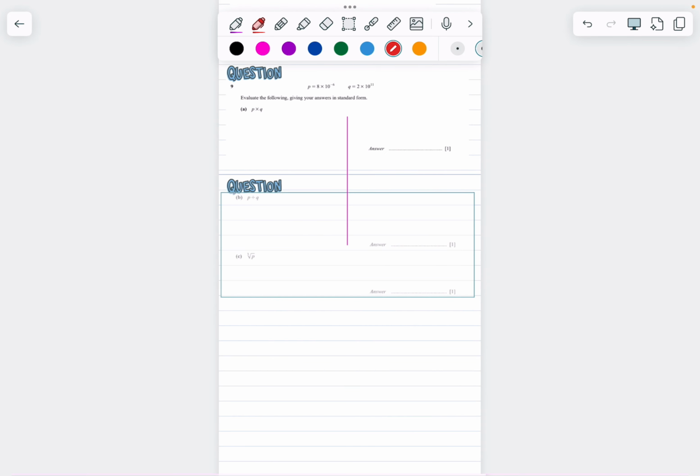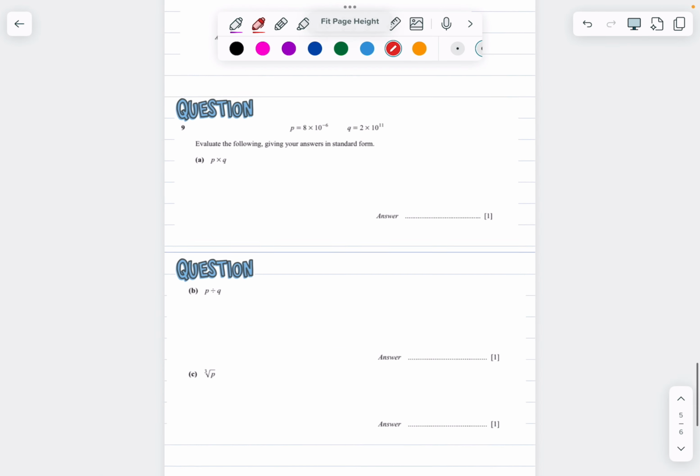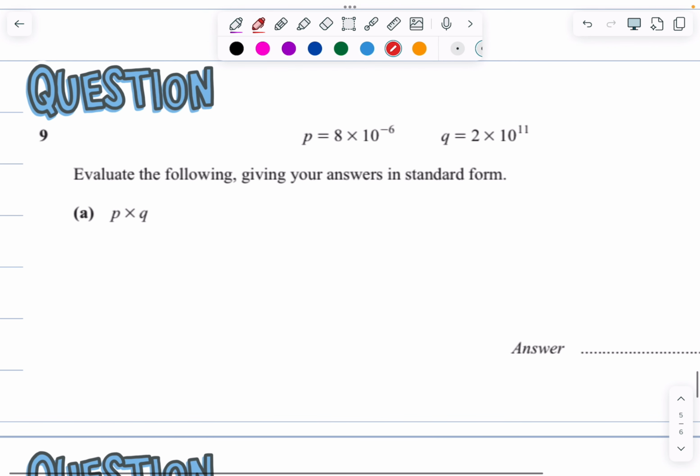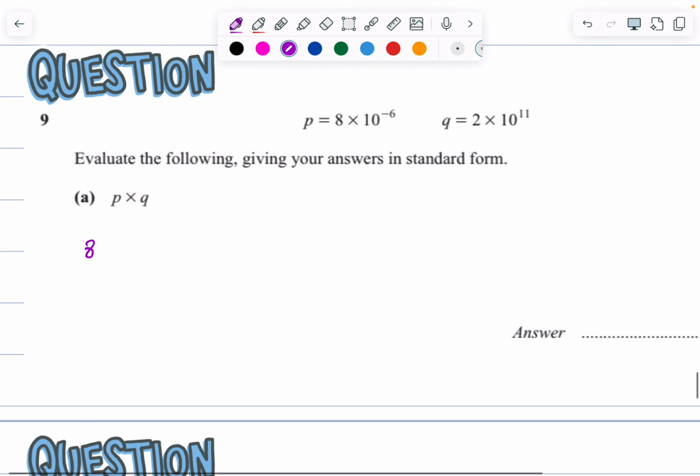कोई नहीं. Okay, let's have a look. अच्छा, पहले हम A part करते हैं. A part is evaluate the following by giving answers in standard form. So it's going to be P times Q, and we're going to multiply. Very simple. हम लिख लेते हैं अपने numbers. So it's going to become 8 times 10 to the power of minus 6 times 2 times 10 to the power 11.